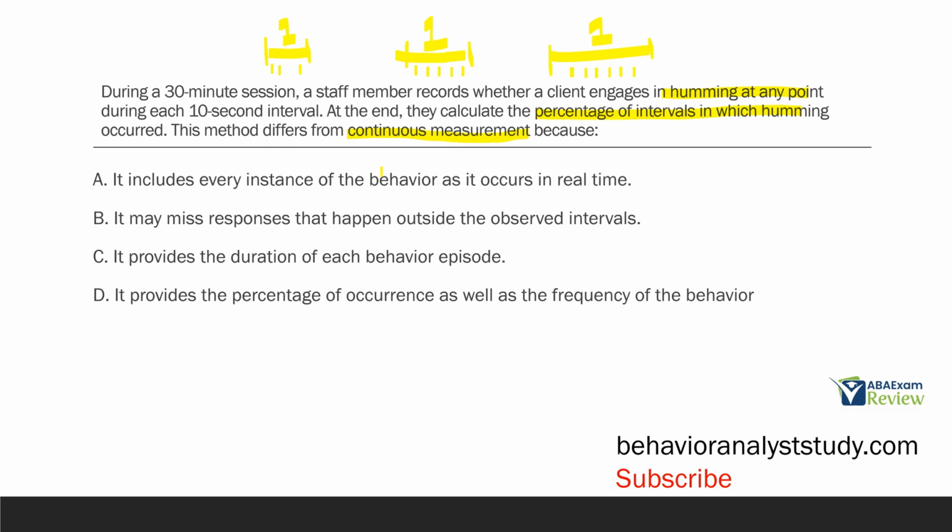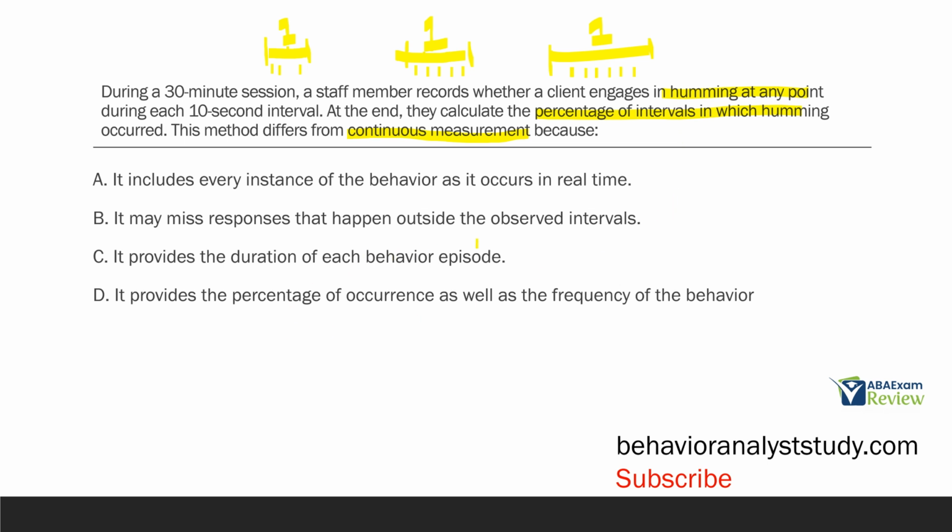So how are we differing? A, this method includes every instance of the behavior as it occurs in real time. Well, we know that's not true because each interval counts as only 1 regardless of how many times the response occurs. B, it may miss responses that happen outside the observed intervals. Yes, if we're only taking these 10-second intervals and we're not doing more intervals, or we're only doing intervals for 10 minutes or 20 minutes, then we're not going to capture the behavior outside of any intervals we're actually recording.